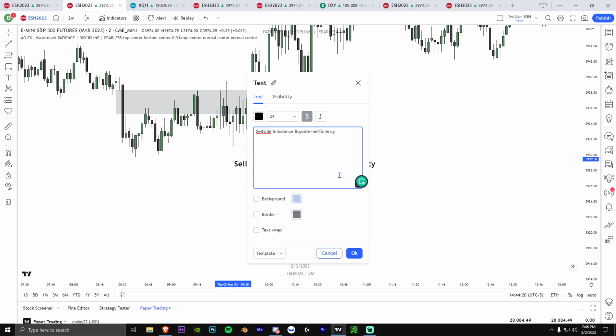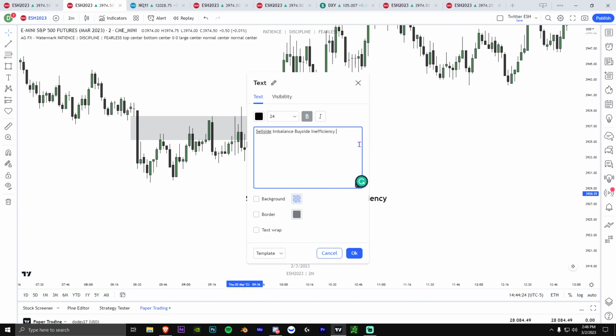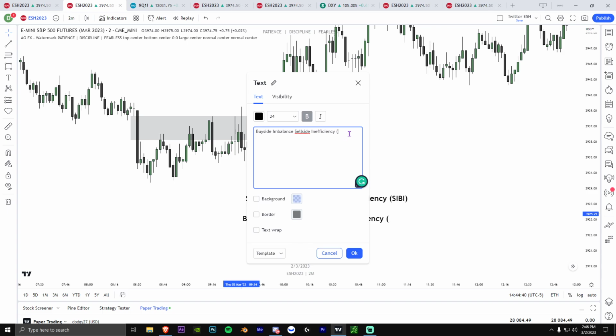What a SIBI stands for is a sell side imbalance, buy side inefficiency. So I'm just going to label this SIBI for the rest of the video. And then this right here is buy side imbalance, sell side inefficiency. And I will refer to this as BISI for short.